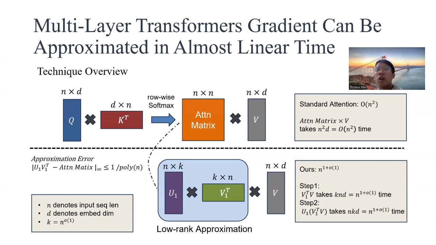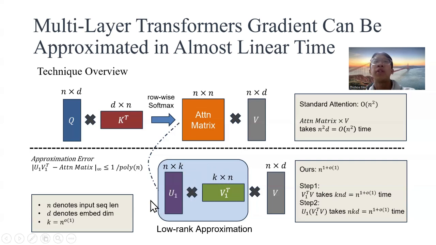The original bottleneck of the attention computation is between the attention matrix and the V matrix. The attention matrix is of size n by n, and the V matrix is of size n by d. So the multiplication of the attention matrix and the V matrix takes up to n squared d time. Here we assume n is extremely long, so n squared d time is equal to big O of n squared time.